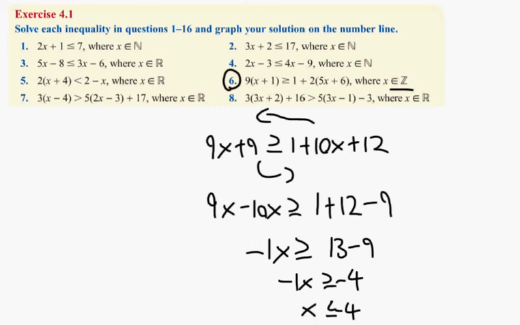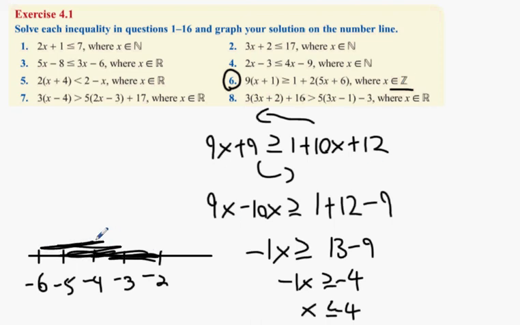So what does this mean when you do it on a number line? When you do it on a number line, what this means is you have minus 2, minus 3, minus 4, minus 5, minus 6. Element Z means integers. It means no fractions, no decimals allowed. So you don't do a shaded in line. When fractions or decimals are allowed, you do a shaded in line. So therefore, anything that's minus 4 is included because it's an equal sign. Minus 4 and below are the numbers you're looking for.